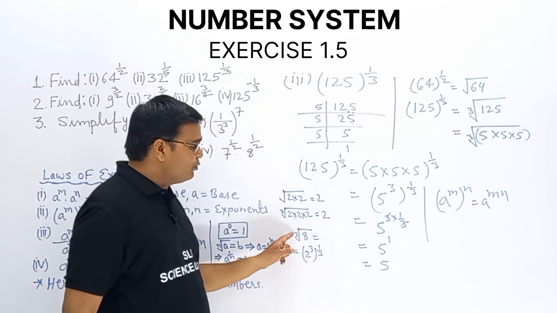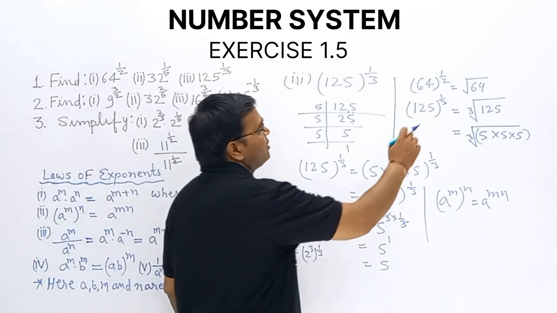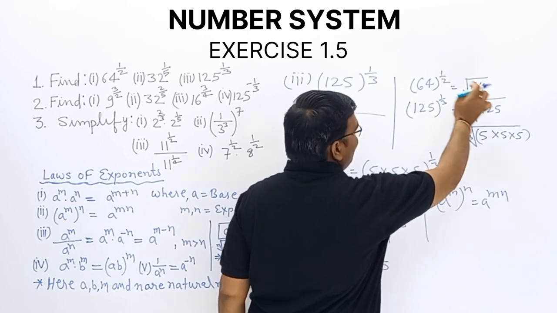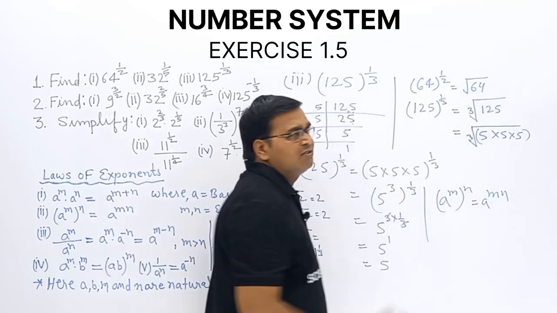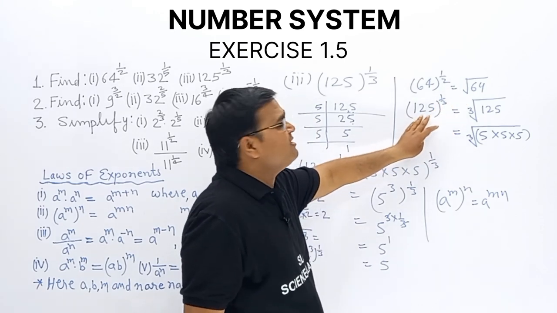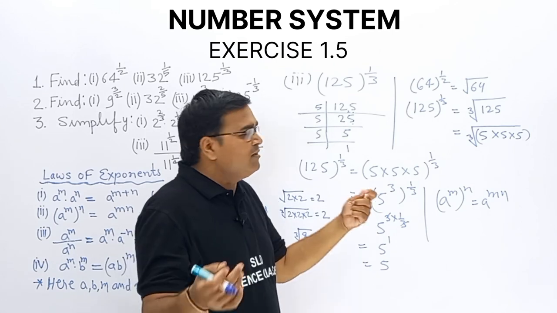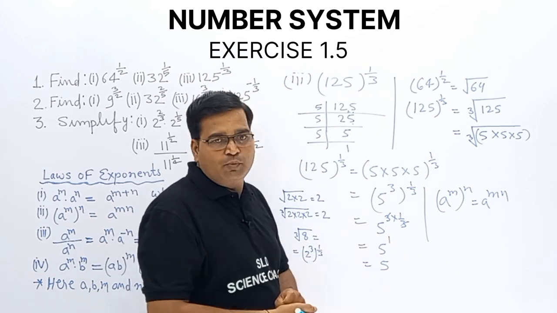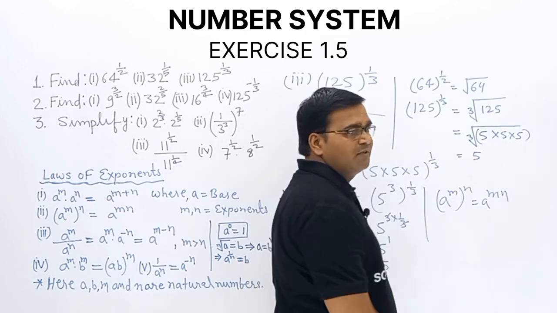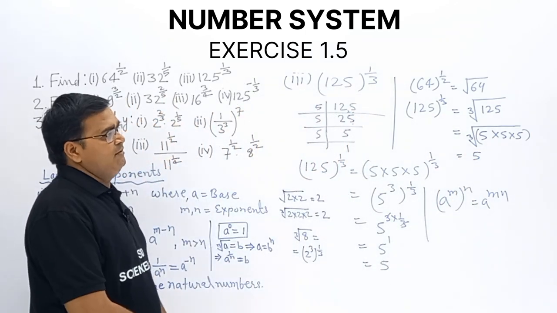What is the meaning of this cube root? Square root means power 1 by 2, and cube root means power 1 by 3. So 125 power 1 by 3, it means this one is what? Cube root of 125, and we can know well how to find the cube root. So one number will be outside, so this will be the 5. We can write like this. So this is the easy process, we can do well.